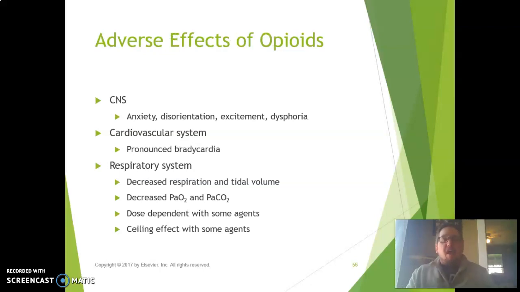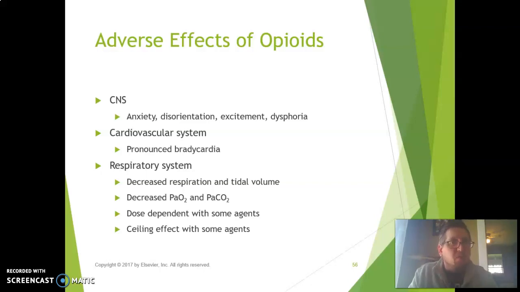CNS, you can have anxiety, disorientation, excitement, and dysphoria. Cardiovascular system, you can have pronounced bradycardia. Respiratory system, you can have decreased respiration and tidal volume. Remember, tidal volume is the amount of air that flows in and out of the lungs in a single breath. It is really dose dependent, and you can see at the bottom there it says a ceiling effect with some agents. Essentially, a ceiling effect means that the animal can only get so high off this medication. That sounds a little bit strange, but it's true.